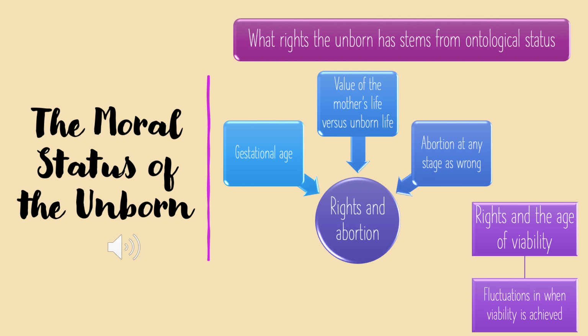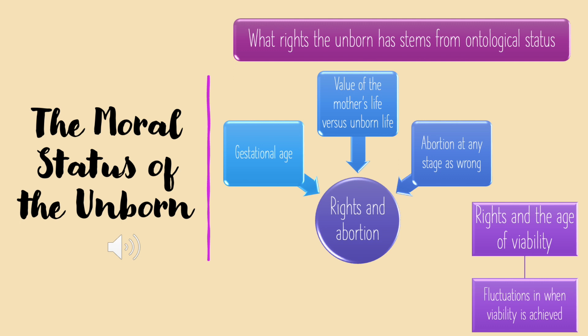So what rights the unborn have really stems from one's view of ontological status, because we discussed some very general understanding of human rights and rights that all people should have. Well, the rights of the unborn therefore depend on when they are a human. The moral status of the unborn and when they become a human really impacts how many weeks gestation abortion occurs at and how you view abortion that occurs.